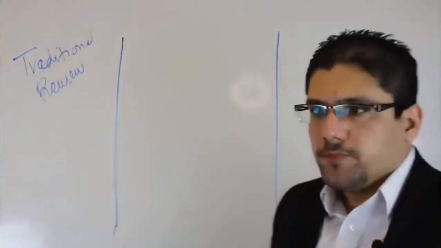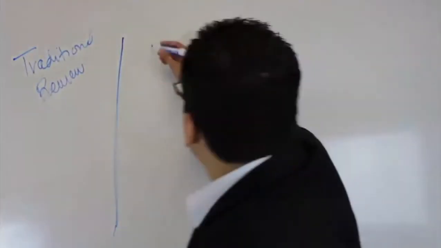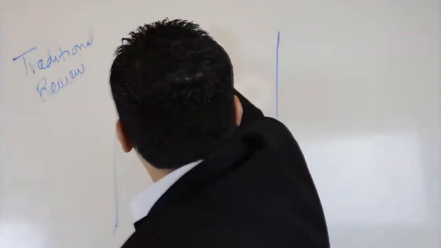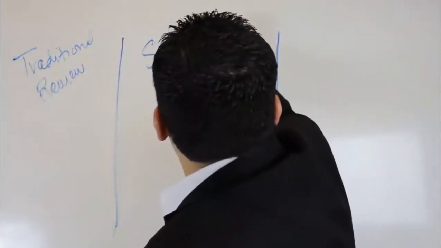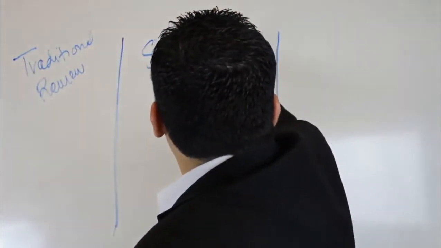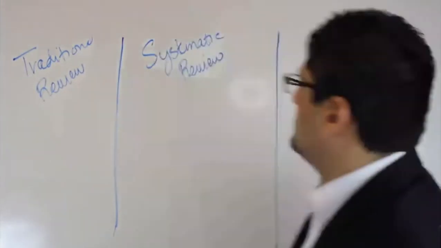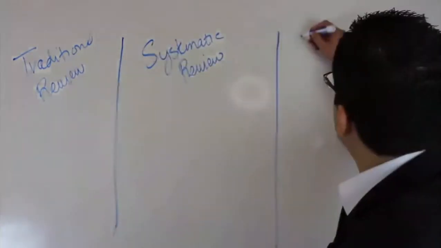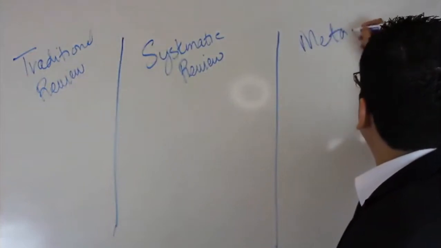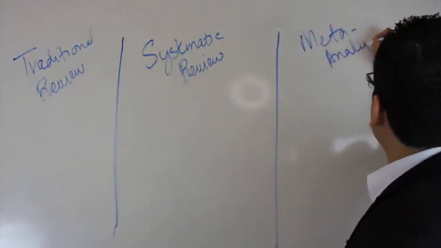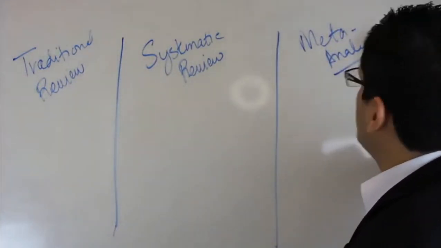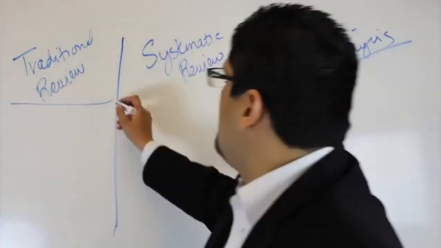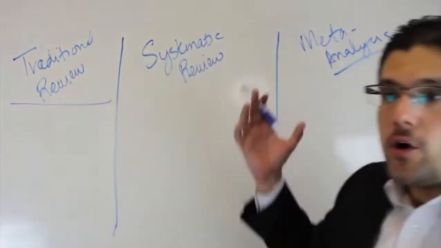Traditional review, the most common type. Then comes the systematic review. Then comes the third one, meta-analysis. So what is a traditional review? Traditional review, systematic review, what are review articles?